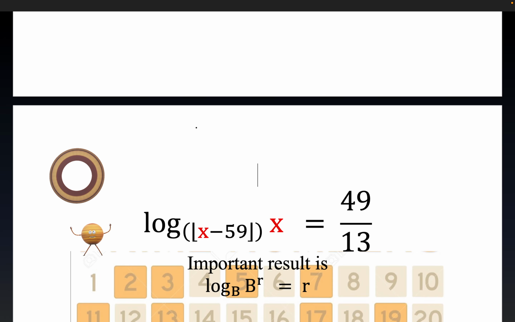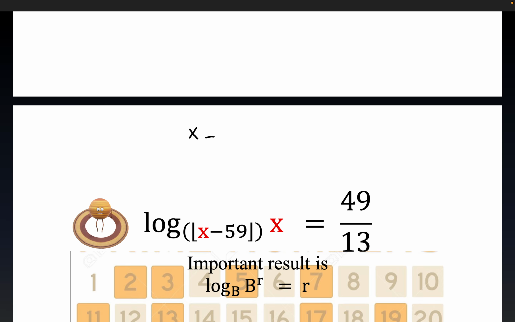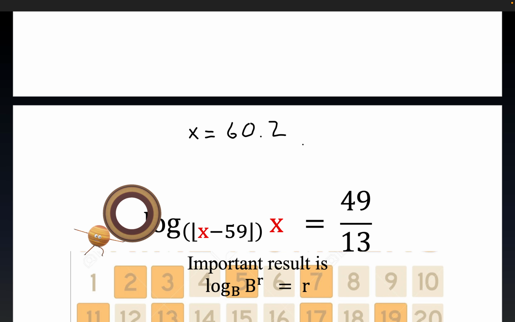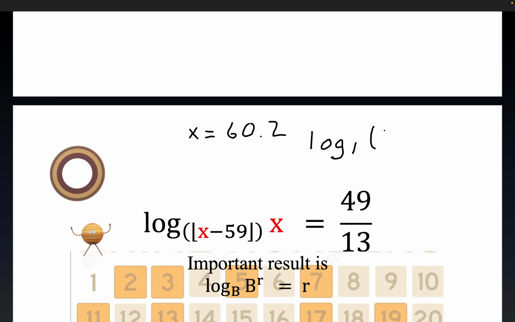Let me start with an example that will sort of motivate where we start this problem. Let's take x to be, let's say, 60.2. Now, that would lead to the log base 1 of the number 60.2.